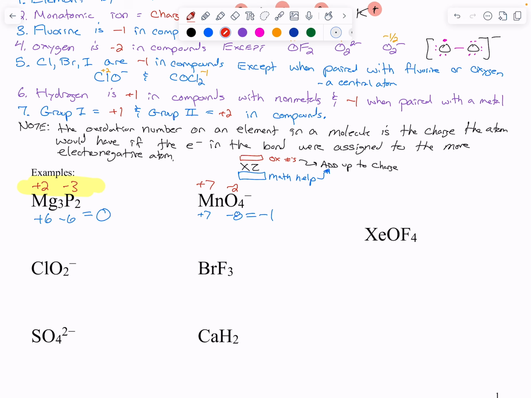All right, chlorite. Here we go. We add up to the charge of negative 1.